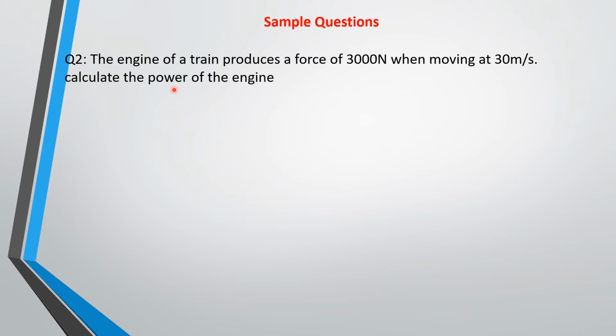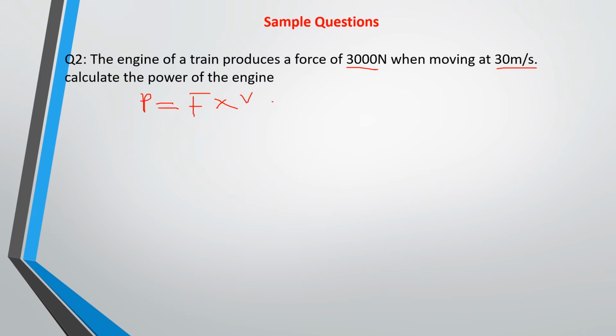So this is another question. The engine of a train produces a force of 3,000 N when moving at 30 meters per second. Calculate the power of the engine. Remember that we said that power is equal to force times velocity. So this is your force and this is your velocity.